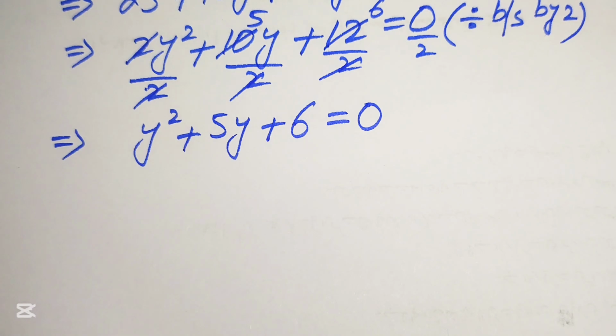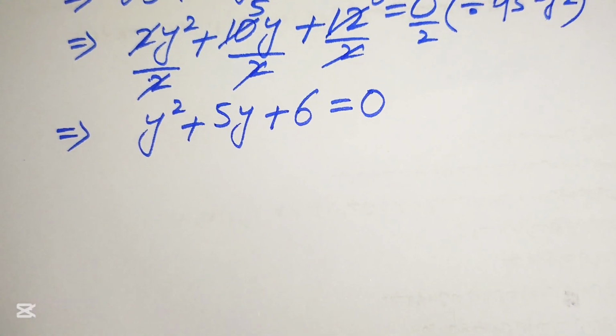Here we have three methods to solve this equation. The first one is the factorization method, the second one is completing the square, and the third method is the quadratic formula. So you can use any of these three methods which you like.